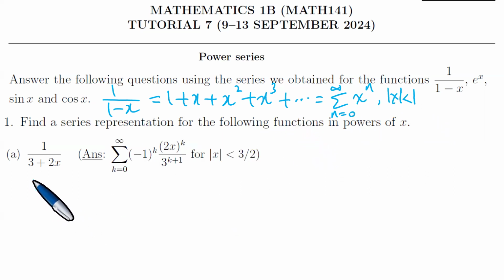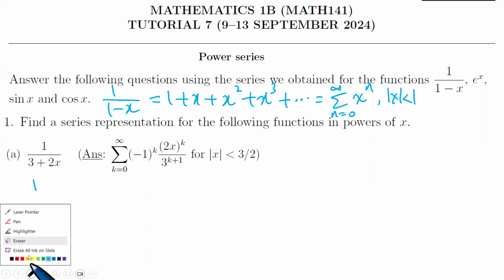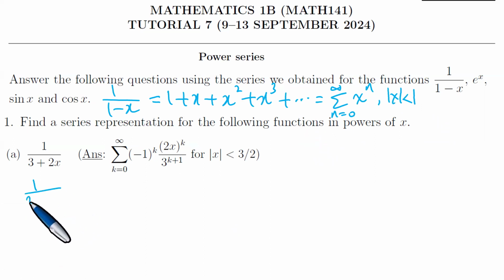So let us come to this. Here we have been given 1 over 3 plus 2x. Now, this is the same as what? You can pull out the 1 over 3: 1 over 1 plus 2x over 3.